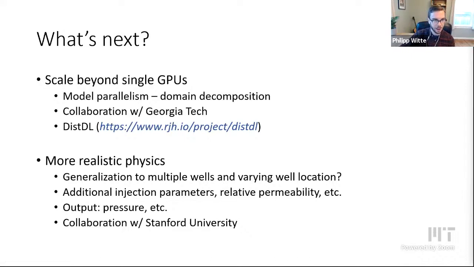The second aspect we want to look at is to go to more realistic physics, because we did a lot of simplifications here. The question, for example, is whether this generalizes to multiple wells, and if you vary the well location, which we kept fixed for now, to what extent does it generalize? That would be very interesting to find out.